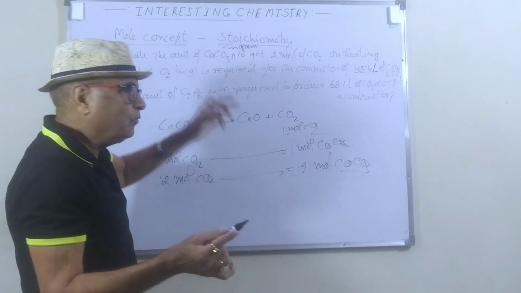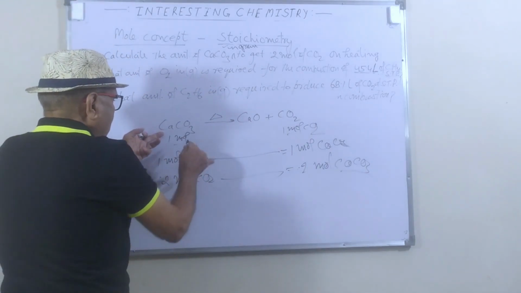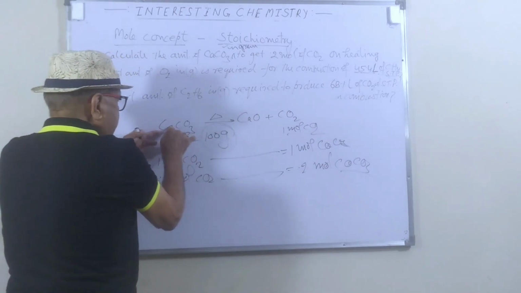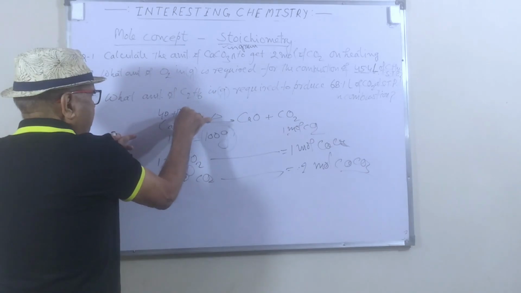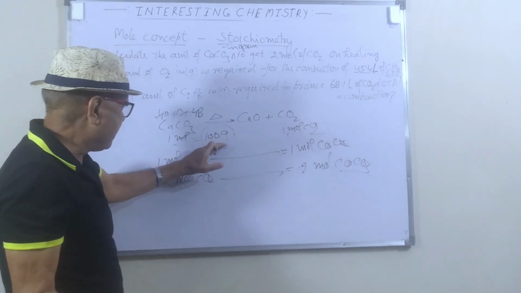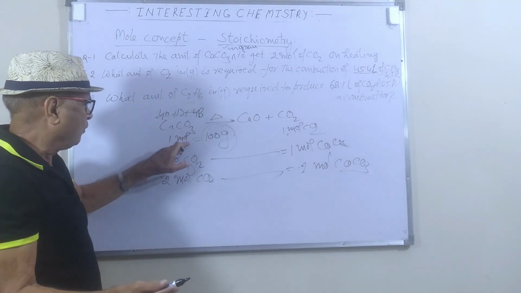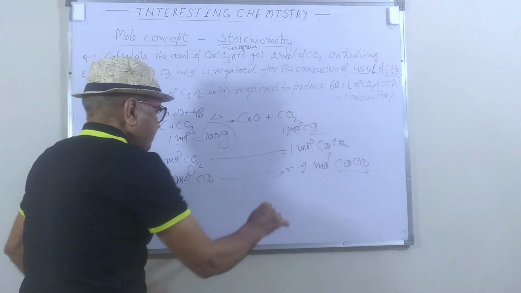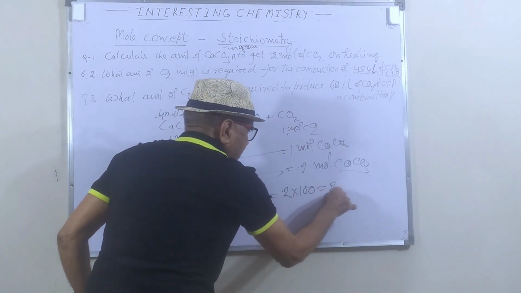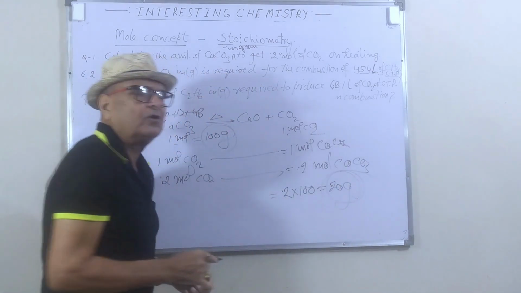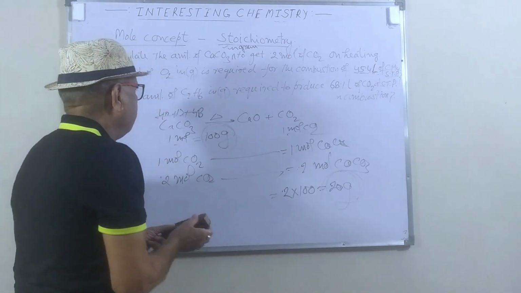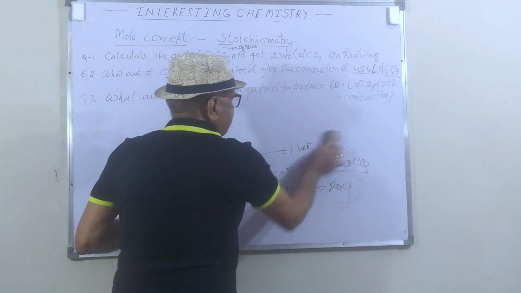So how will you convert? 1 mole of calcium carbonate is equal to 100 gram. The molar mass of calcium carbonate is 40 plus 12 plus 48, which is equal to 100. So 1 mole is equal to 100 gram, and 0.2 mole is equal to 0.2 into 100, which is 20 gram. So this will be the answer of the first question. It's a very easy question, but there is something you have to understand about these questions.